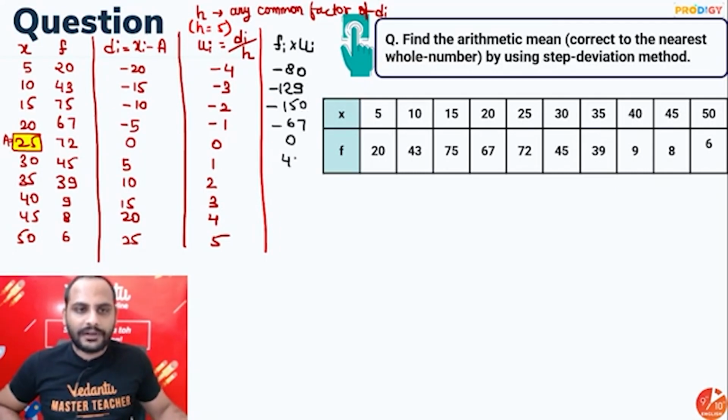45 into 1 is 45. 39 2s are 78. Then 9 3s are 27. 8 4s are 32 and 6 5s are 30.